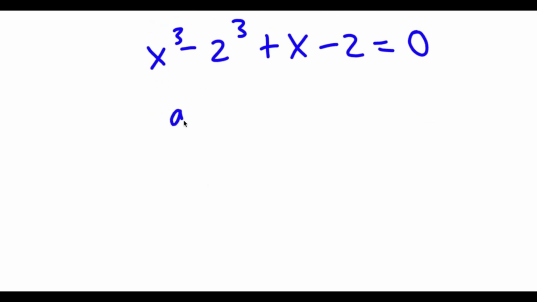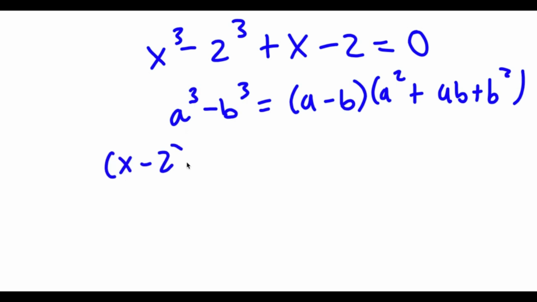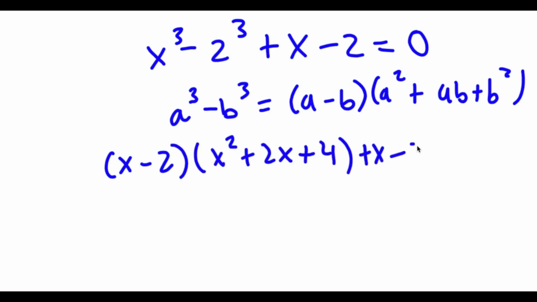Now, if I have something in the form a to the power of 3 minus b to the power of 3, this is equal to a minus b times a squared plus ab plus b squared. So in this case, x to the power of 3 minus 2 to the power of 3, I can rewrite as x minus 2 times x squared plus 2x plus 2 squared, which is 4, plus x minus 2 is equal to 0.